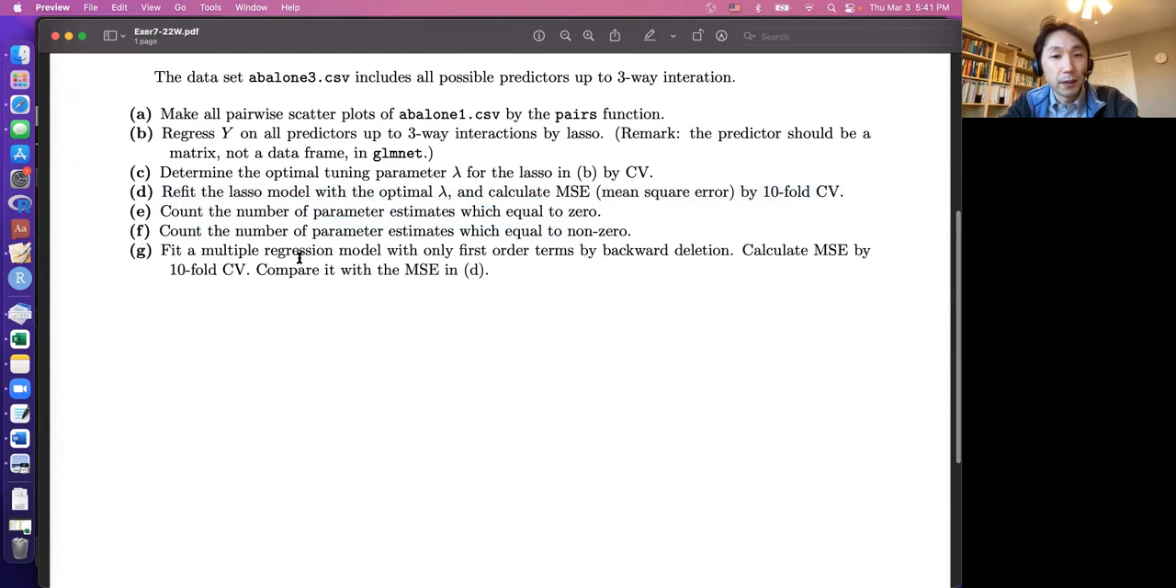Then also we compare this with the usual multiple linear regression with only the first order terms. So just fit y on x1 to x9 and do backward deletion to drop unnecessary ones. Then calculate MSE for tenfold cross validation and compare the result with this Lasso model. So that's the question. Do you have any questions so far?